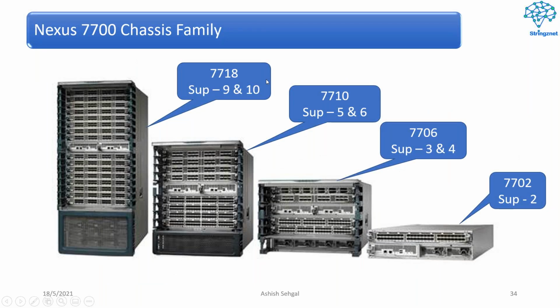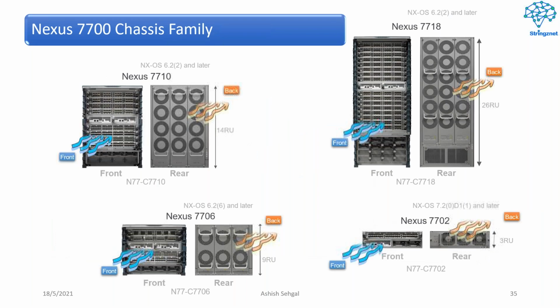Guys, look at now. In 7700 architecture, the flow is very much standardized from front to rear. Hot air exiting out from the rear, cool air entering from the front, as it is with regards to all the models, previous as well as post models. Guys, that brings us to an end.